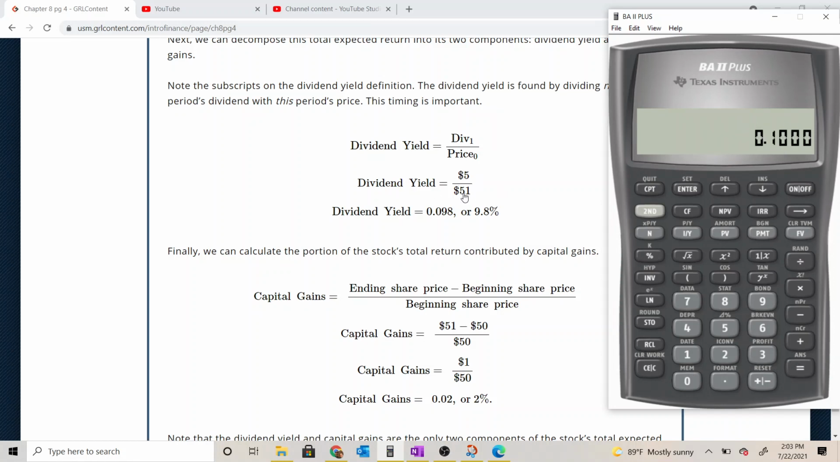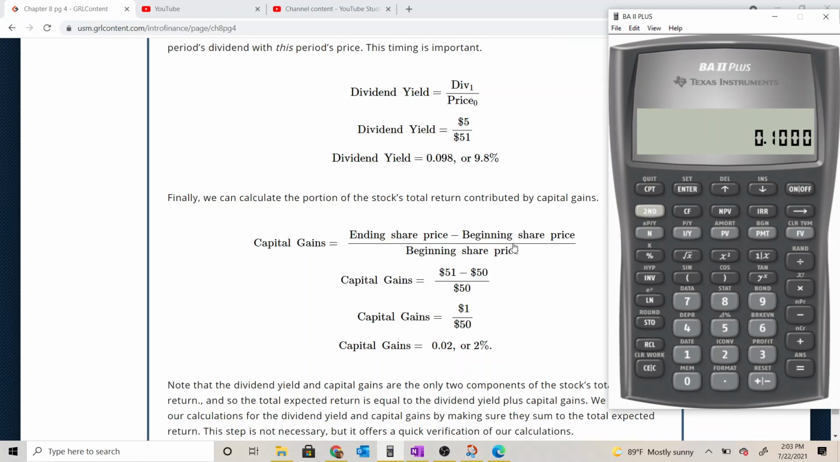Of course, 5 divided by 50 is 10%. All right, so the dividend yield should be 5 divided by 50, and so the dividend yield is not 9.8%. This should be 10% right here, right? So that means the portion of this stock's return coming from the dividend yield is 10%. So of that 12% that it's offering, the portion of that coming from the dividend is 10%.